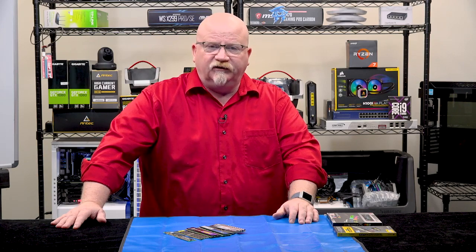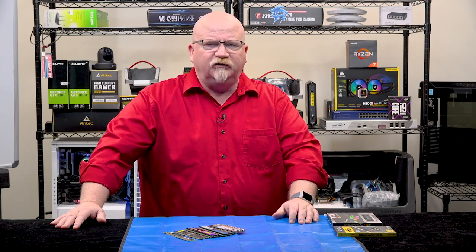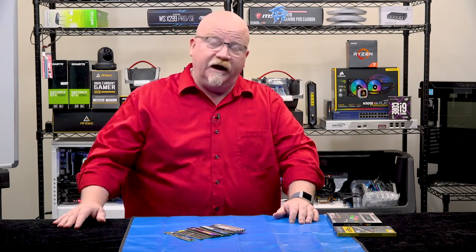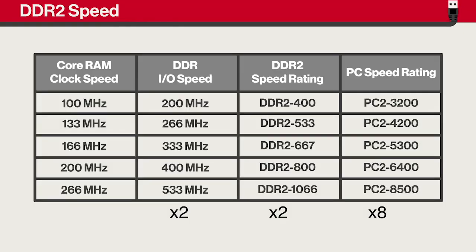DDR2 really set the standard for RAM on systems, and it had a long, long lifespan. It also had some speed ratings. Let's take a look at those. So here's a table of common DDR2 speeds. Now keep in mind, in all these tables, I don't list every possible speed.